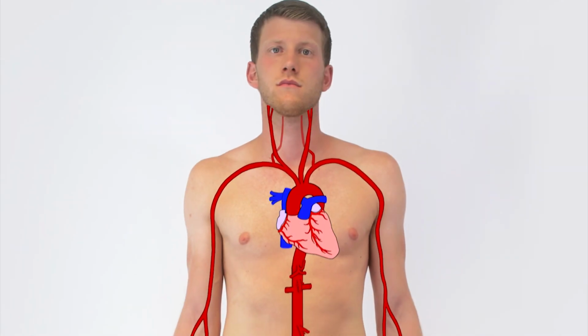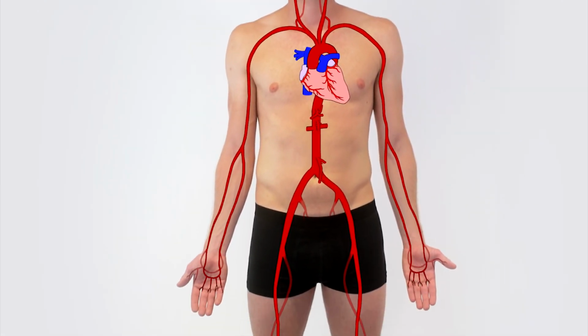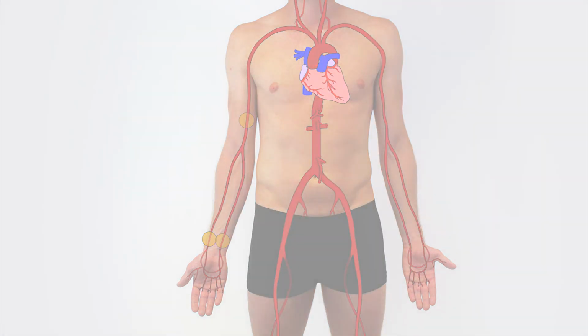For assessing pulses of the upper extremities, there is the radial artery on the lateral anterior surface of the forearm and the ulnar artery on the medial side. Additionally, the brachial artery can be palpated proximal to the cubital fossa.